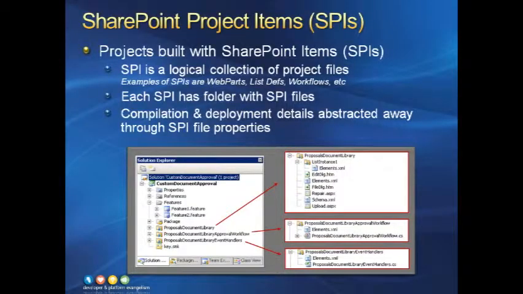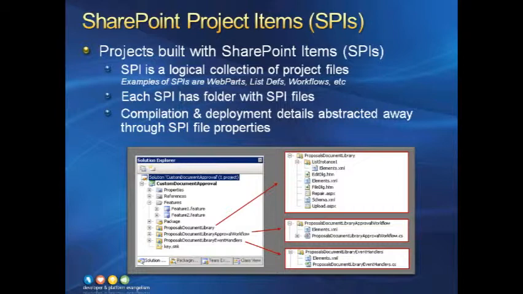Now, a SharePoint project item, or as we call it, an SPI, is something that you add to a Visual Studio project just with a standard project item template. But what's really neat about the design of SPIs is typically they have more than one file. Every single SPI is going to have its own folder inside of the Visual Studio project, and inside there we're going to have one or more files.